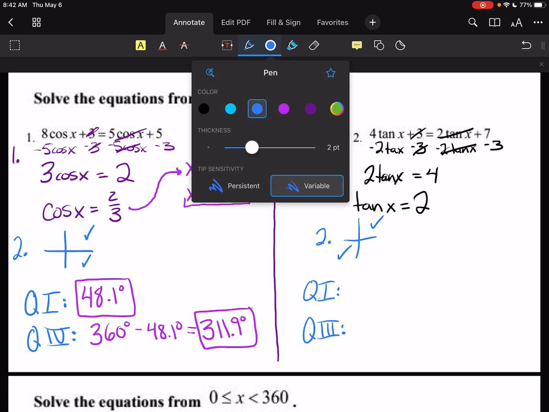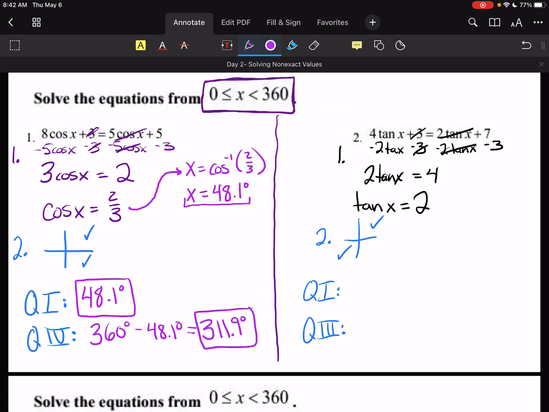So now it's time for the calculator, right? Step 3. Take the inverse of positive 2, and I get 63.4 degrees. Again, I'm in quadrant 1 for one of my answers, so I don't need to change that one. So that's one of my answers found.